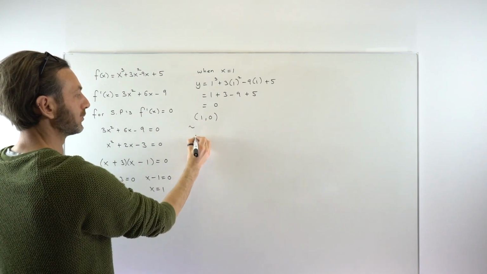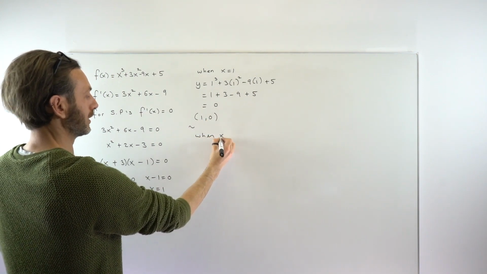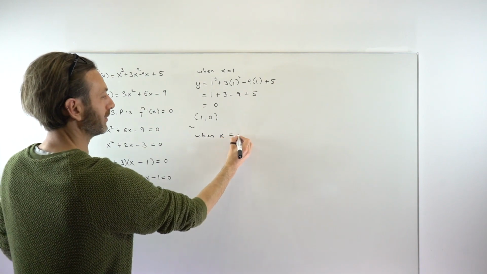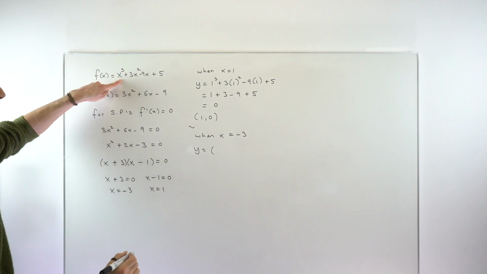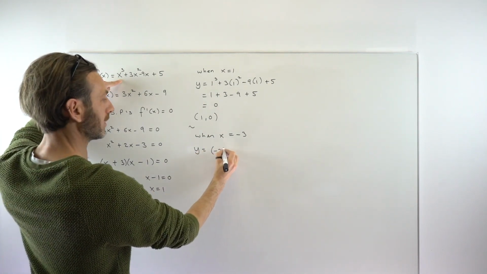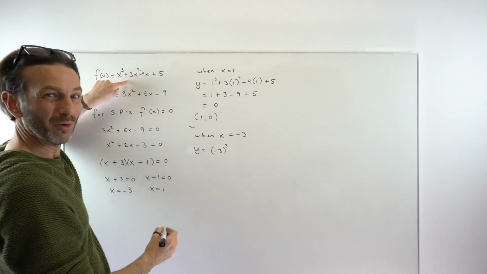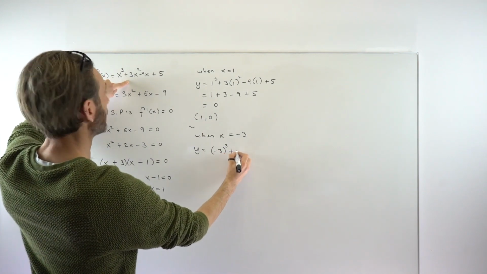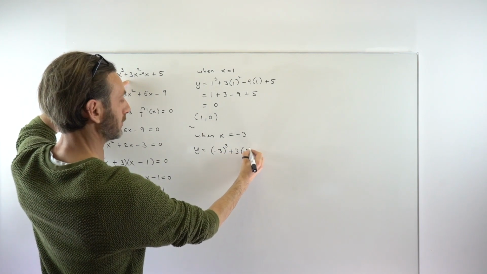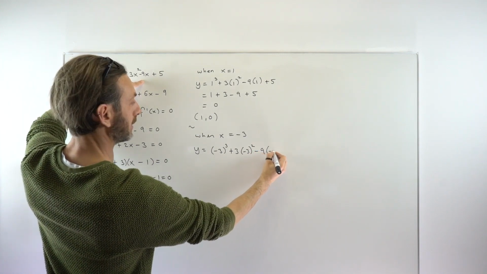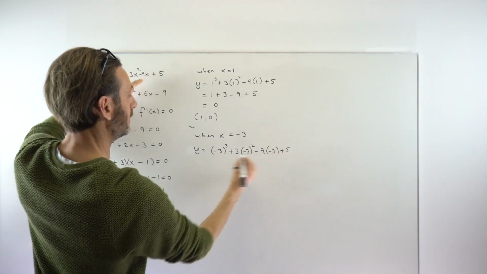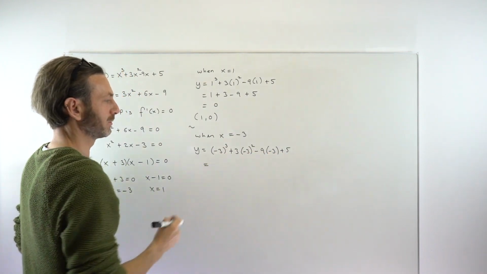Then we'll do the other one. So when x is, what was it, minus 3? That one's a little bit uglier, isn't it? So we're going to get y equals, just going through the same thing, plug in the minus 3 in here. So minus 3 cubed, and this is non-calculator as well, horrible. So plus 3 times minus 3 squared, just be super careful with these, minus 9 times minus 3 plus 5. Might not be too bad because I think some of these are going to cancel.